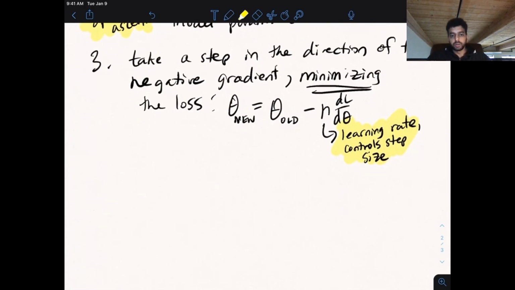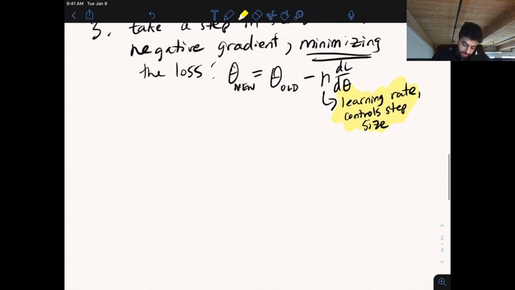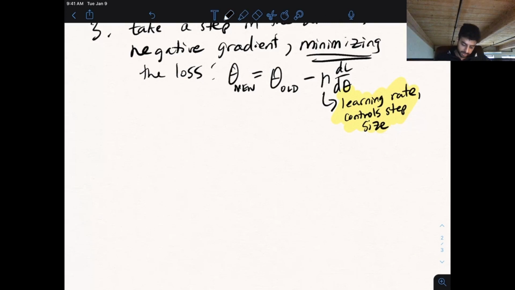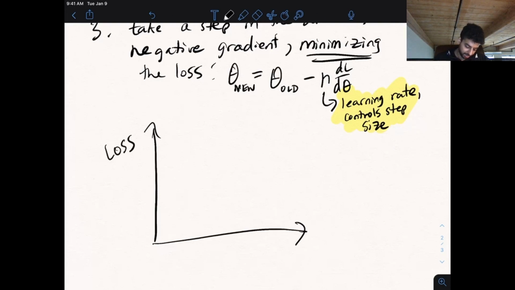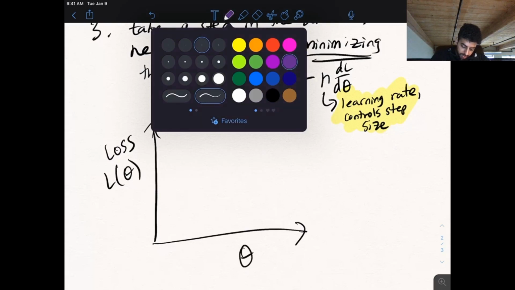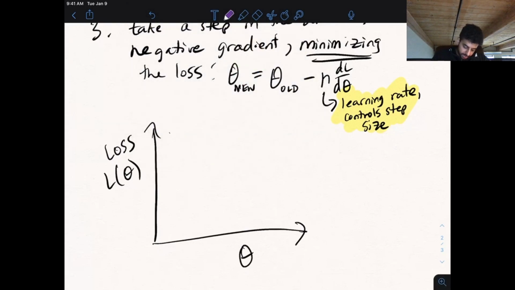Okay, so that was a lot of information. Let's look at a simple example that'll hopefully make it more clear. So let's just look in a two-dimensional plot. I have one parameter and one loss function. Sorry, I have obviously a scalar loss function. So we have our loss on the y-axis, L sub theta, and we have theta here. So let's say theta is also a scalar here. And let's say the loss function looks something like this.